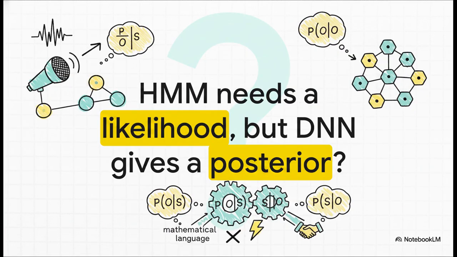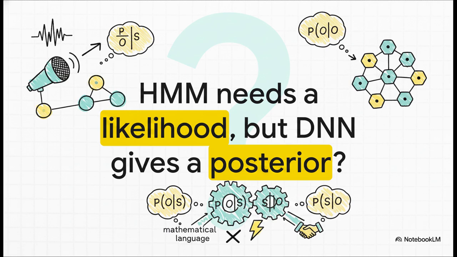Which brings us to a classic interview question you are absolutely going to face, so pay close attention to this part. We've got a mathematical mismatch in this engine swap. Traditional HMM math stubbornly dictates that it needs a likelihood, that is, the probability of the audio frame given a senone state. But a neural network, by its very nature, spits out a posterior, the probability of the senone state given the audio frame. If you try to just awkwardly plug the DNN's posterior directly into the HMM's Viterbi decoder, the whole mathematical foundation breaks down.